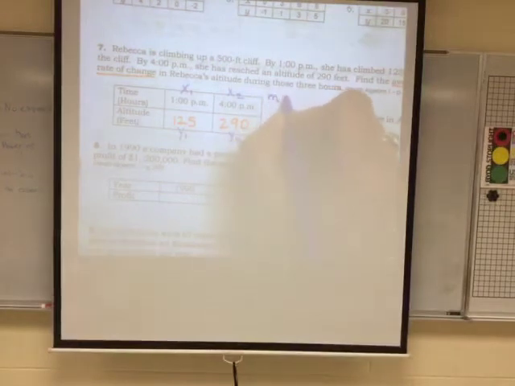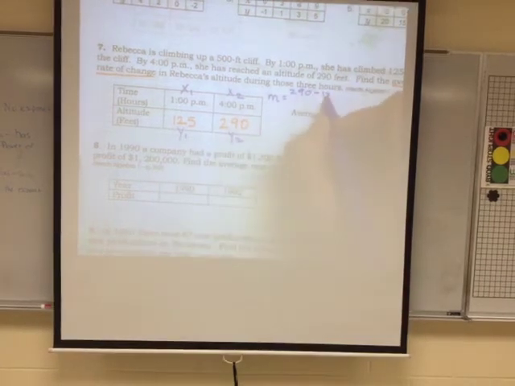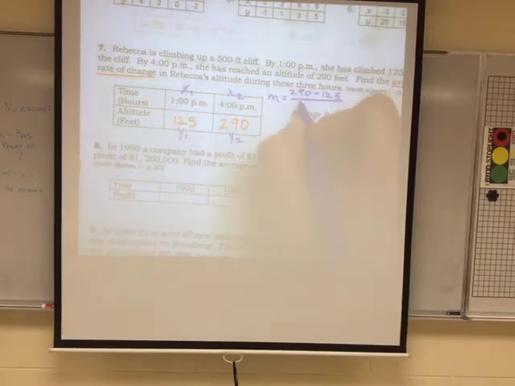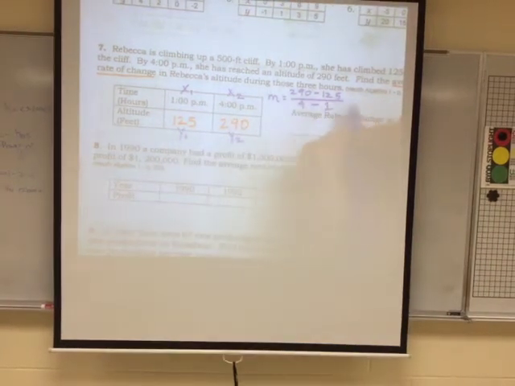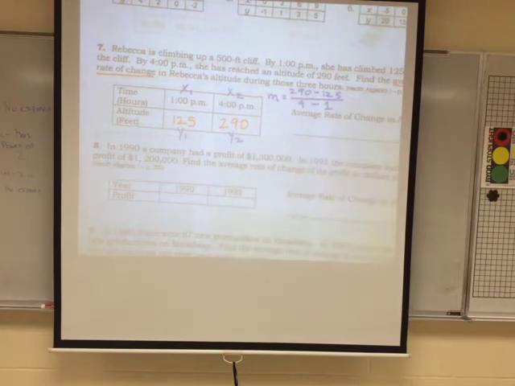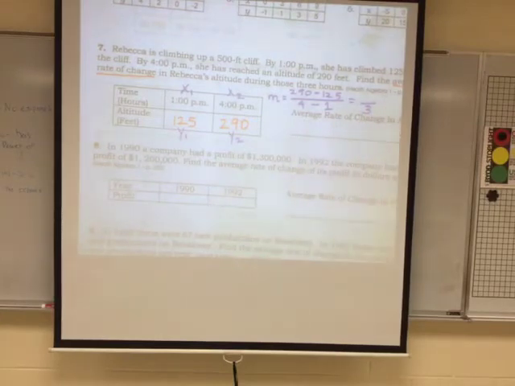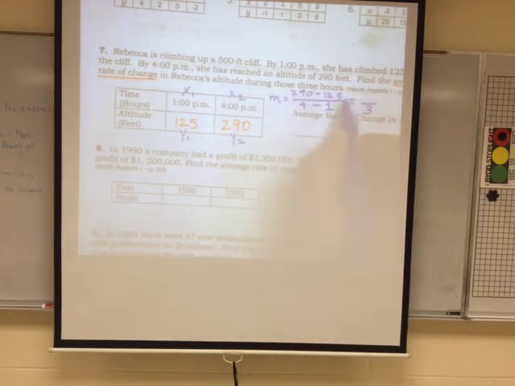So in that slope formula, I'm going to say 290 minus 125 over 4 p.m. I'm going to abbreviate that and say 4, because it's 4 hours after noon, so I can say 4 minus 1 p.m., minus 1. Because what we're really looking for is that difference, that change. Because from 1 o'clock to 4 o'clock is 3 hours. And the difference between 290 and 125 is 165.